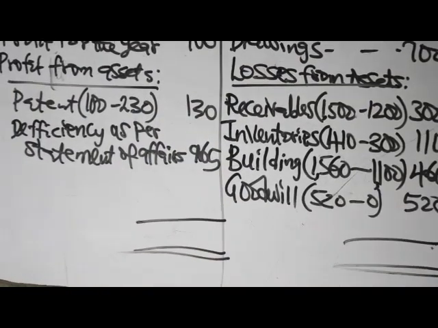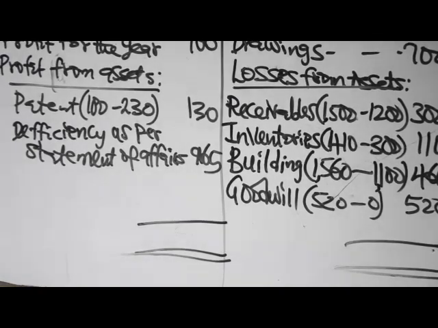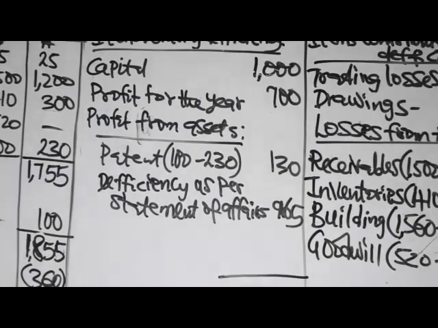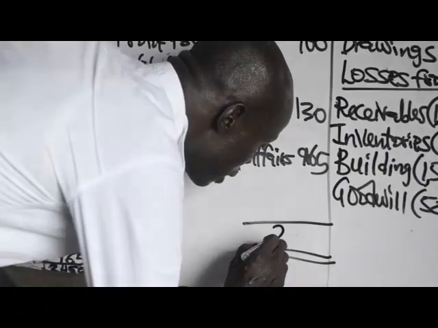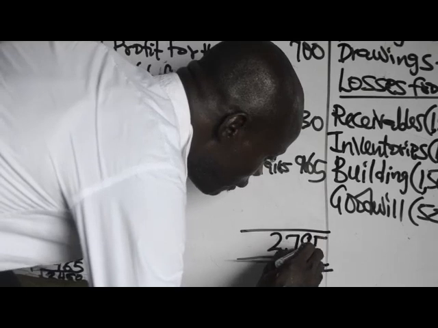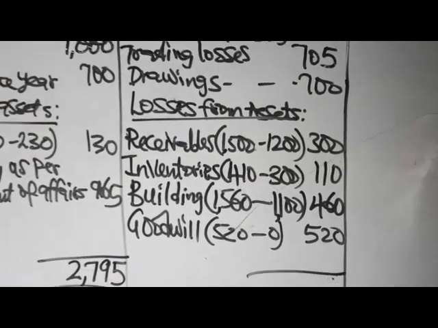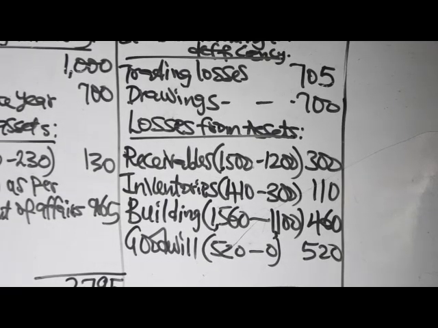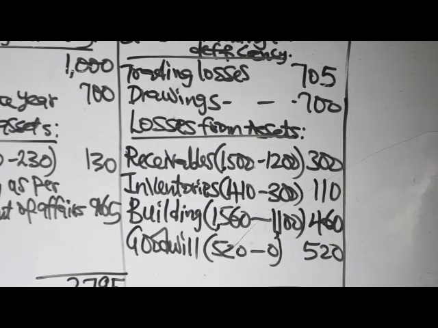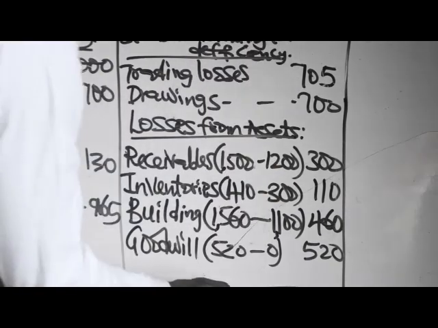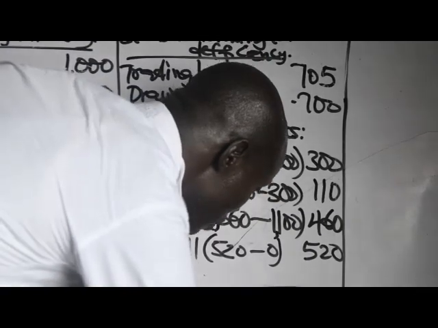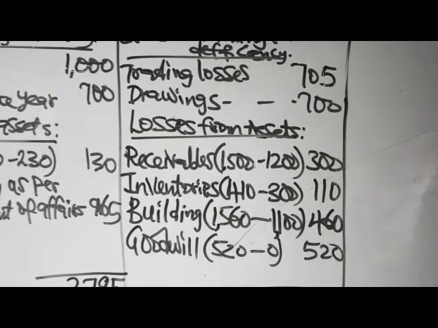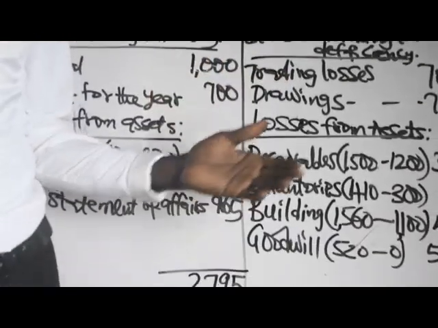Now let's have the total. 1,700 plus 1,000 plus 700 plus 130 plus 965. That is a total of 2,795. Let us also sum up the right-hand side. We have 705 plus 700 plus 300 plus 110 plus 460 plus 520. So when you sum up all this, the total is 2,795. That is the deficiency account. That is all about this question.